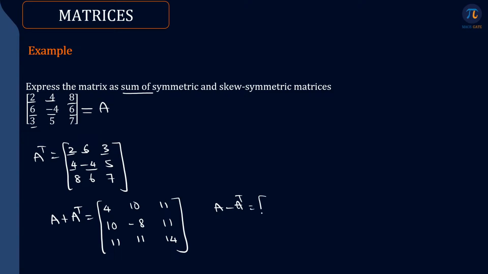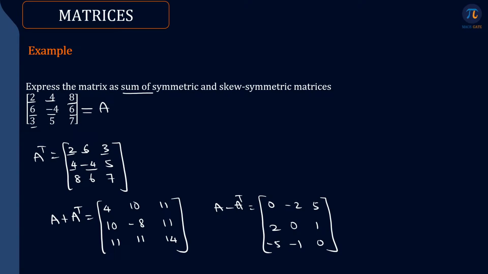Now what about A minus A transpose? Corresponding elements you subtract, that is 2 minus 2 is 0, 4 minus 6 is minus 2, 8 minus 3 is 5, 6 minus 4 is 2, minus 4 minus of minus 4 is 0, 6 minus 5 is 1, 3 minus 8 is minus 5, 5 minus 6 is minus 1, 7 minus 7 is 0.